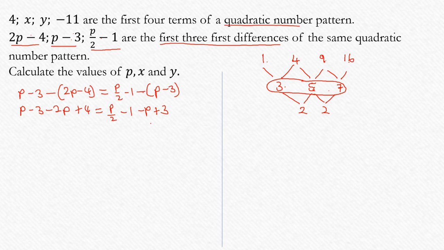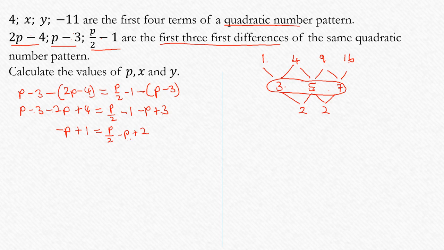You see that? I find it easier when I simplify the left hand side and the right hand side first, but whichever way you're comfortable with is fine. So what is p minus 2p? That is negative p. And then negative 3 plus 4 is positive 1, equal to p over 2 minus p. Let me just write it as it is first, minus p, and then negative 1 plus 3, that is positive 2.